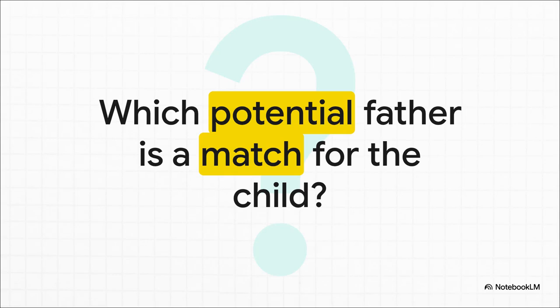Okay, let's analyze this result together. Remember, a child inherits half of their DNA from their mother and the other half from their biological father. That means every single band in the child's lane has to match a band in either the mother's or the father's lane. So take a look at the bands that don't match the mom's. Which of the potential fathers has all the matching bands? If you look closely, you'll see the match is father 3.